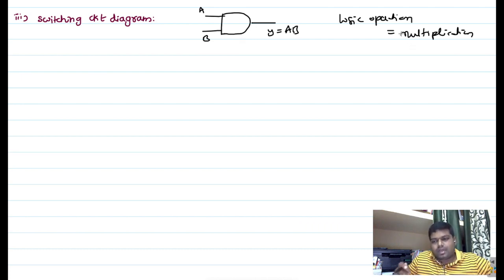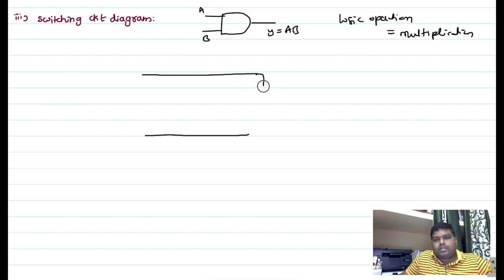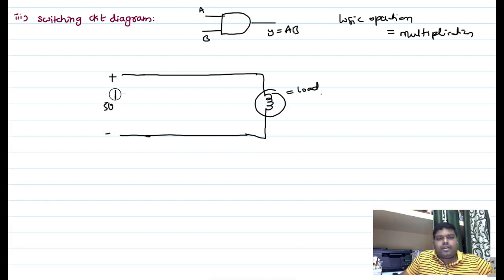So how can that logic operation be implemented with the help of a switching circuit? Okay, so what is the circuit diagram for this logic operation? That I have to design here. Okay, so previously we discussed the NOT gate. In the similar way, we have to design the logic switching circuit diagram for the AND operation, right? So here I'm taking two copper wires, okay, and this output is connected to a bulb, which is considered as a load, okay, and here I'm using a 5 volt battery to supply the current to this particular load, right?